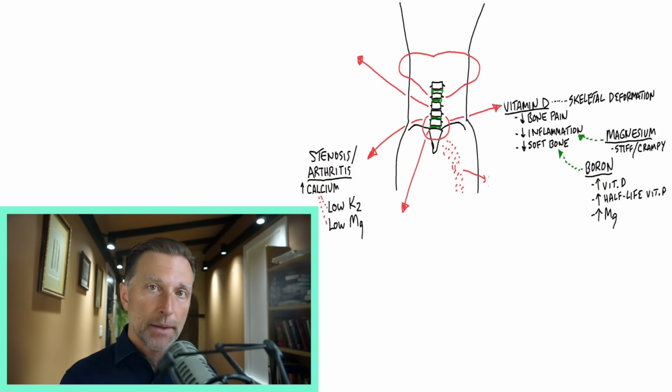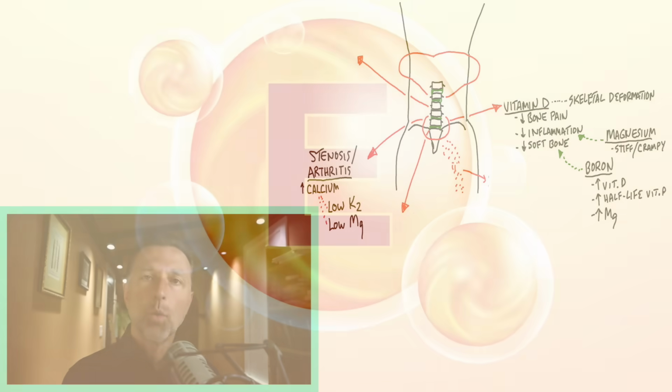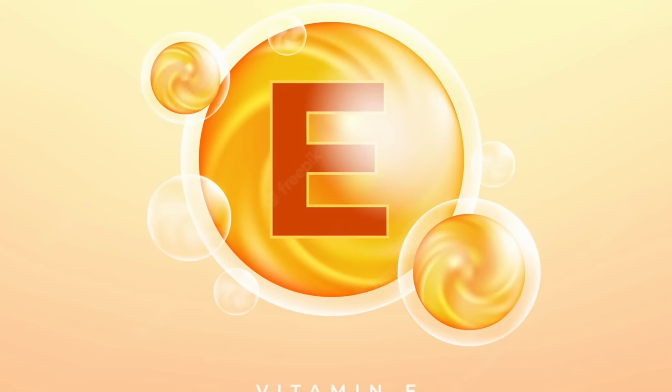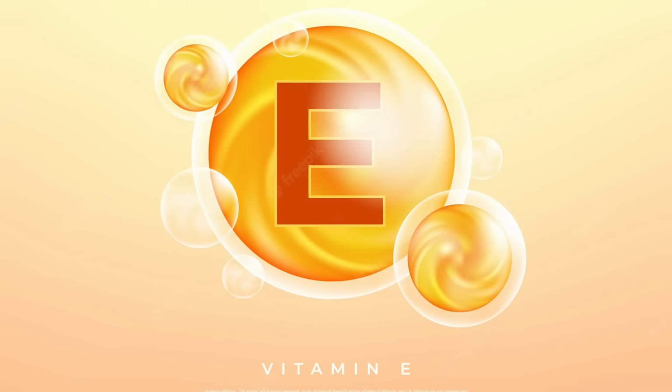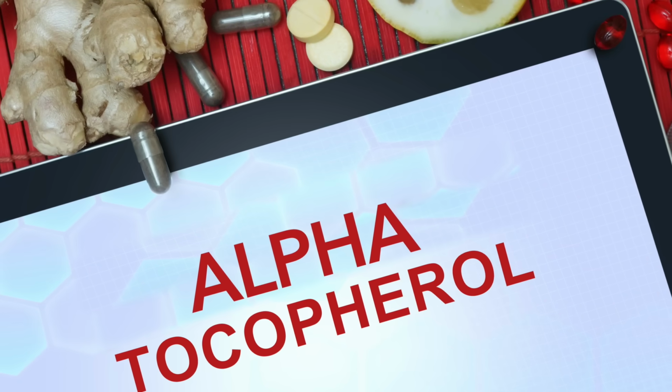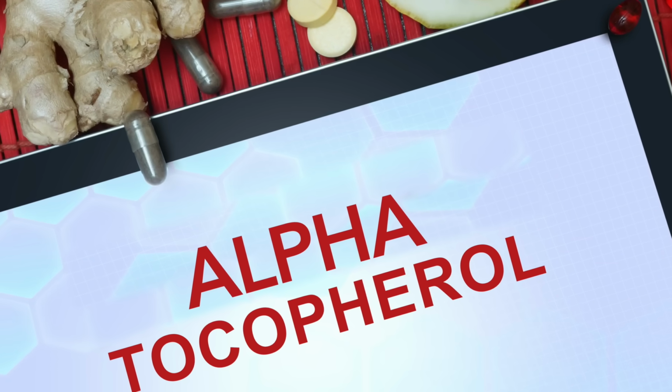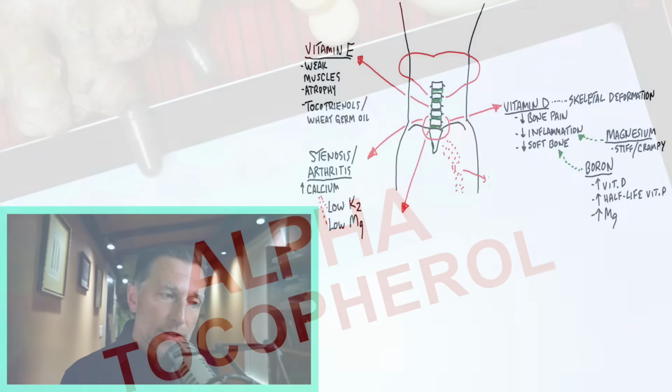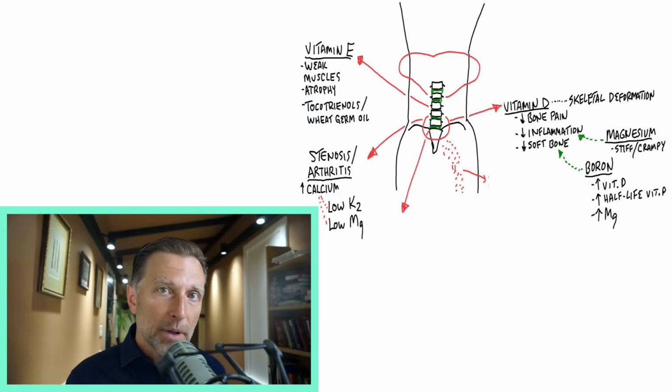Now, another vitamin that's involved with a weak back, suspect a vitamin E deficiency. Now, you have to realize that alpha-tocopherol is not vitamin E. It might be one piece of this vitamin E complex, but just by taking alpha-tocopherol, it's probably not going to do anything for your weak back.